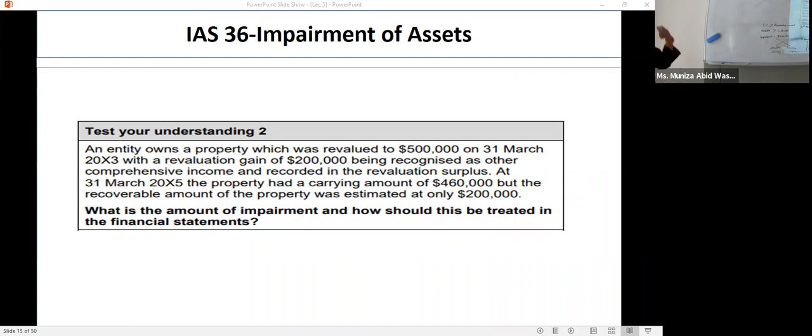This is where I told you that instead of the statement of profit or loss, we have to take a part of the impairment loss to the comprehensive income as well. If there was no revaluation at the start, it goes straight to profit and loss. If there would not have been any revaluation gain earlier, then take all the 260,000 impairment loss to the statement of profit or loss.